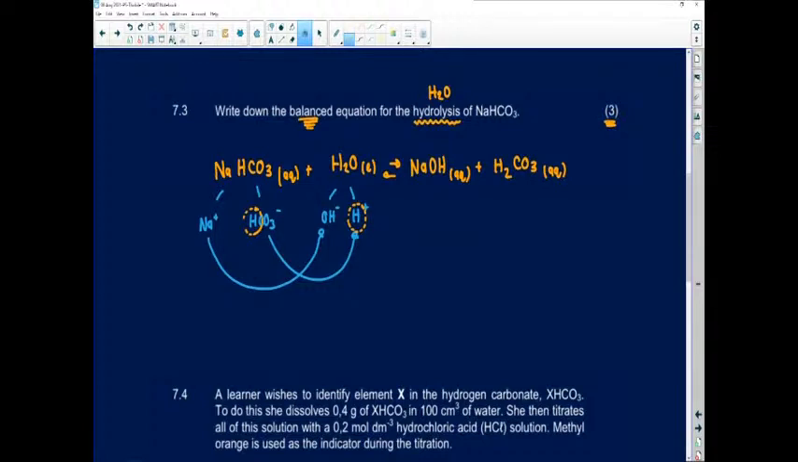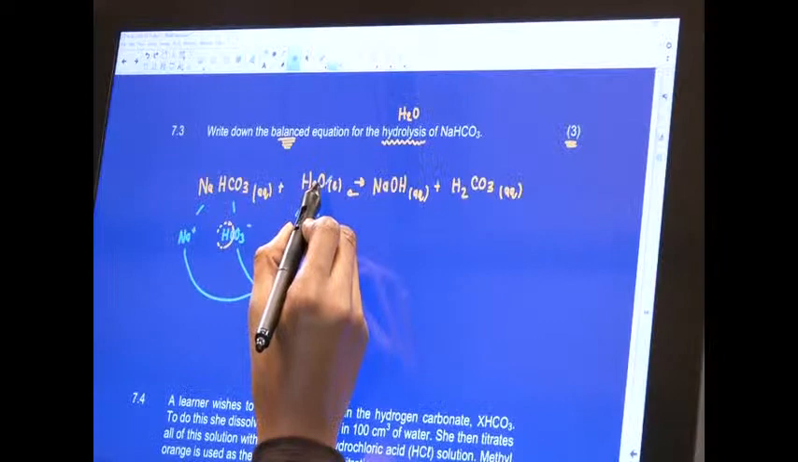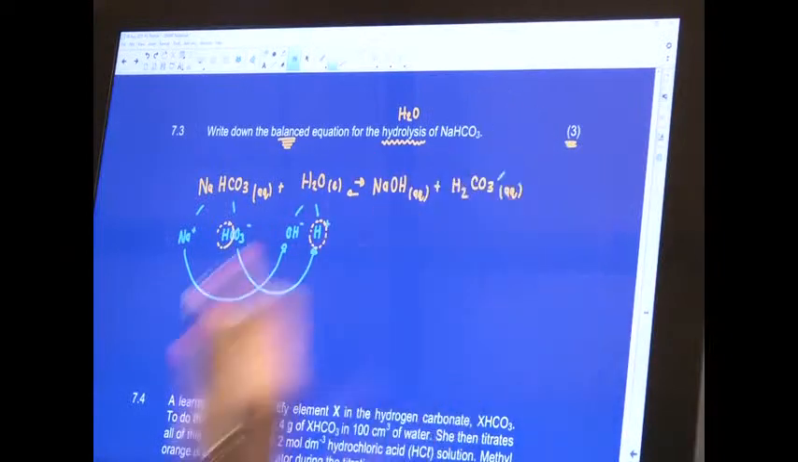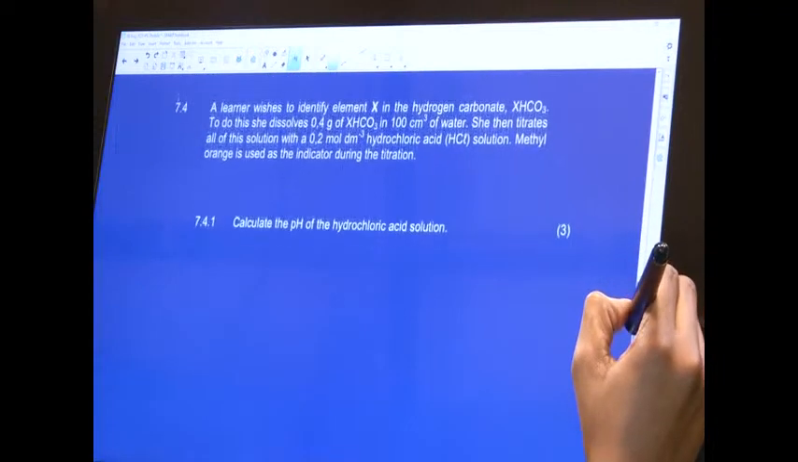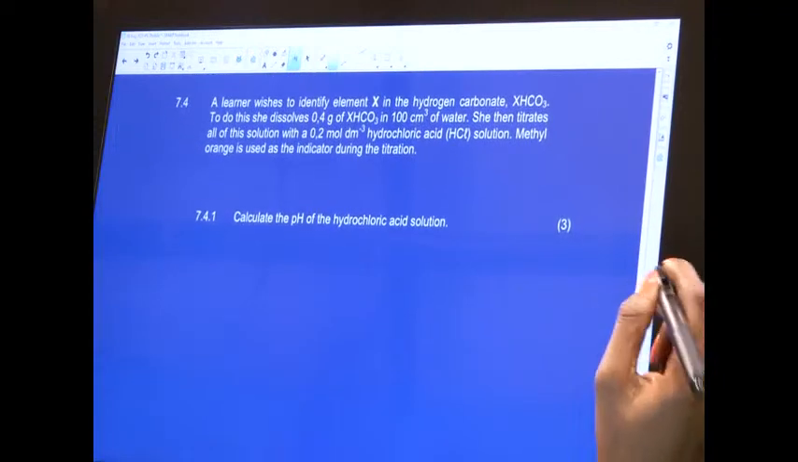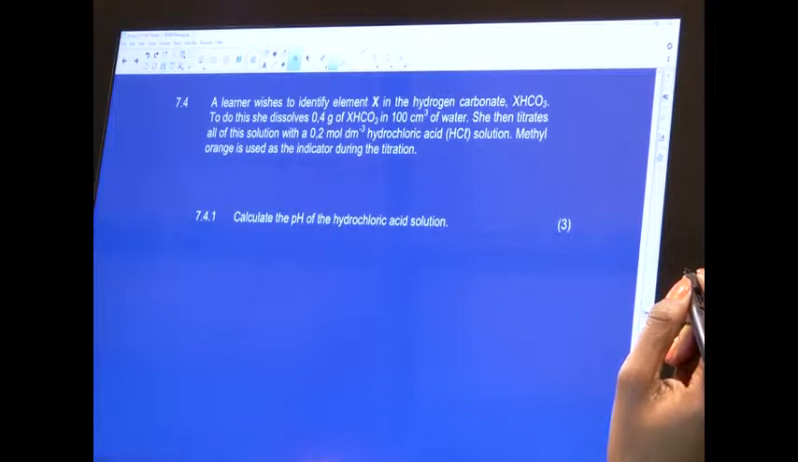1 Na, 1 Na. I've got 3 H's. I've got 1 plus 2 is 3. I've got 2 plus 1. I've got 3 and 1 gives me 4. 1 and 3 give me 4. And my equation is therefore balanced. So this one was fairly easy. This was actually a nice question for grade 12. Something to ease your mind off a little bit. So let's look at this one.